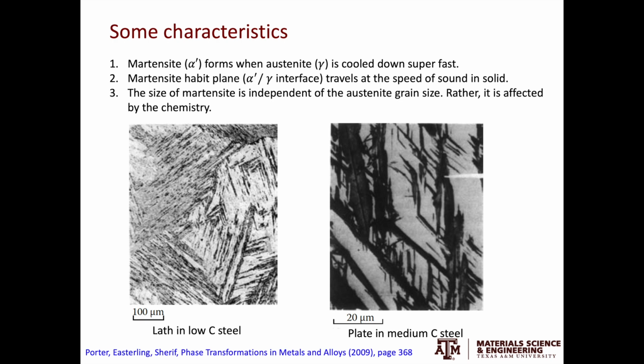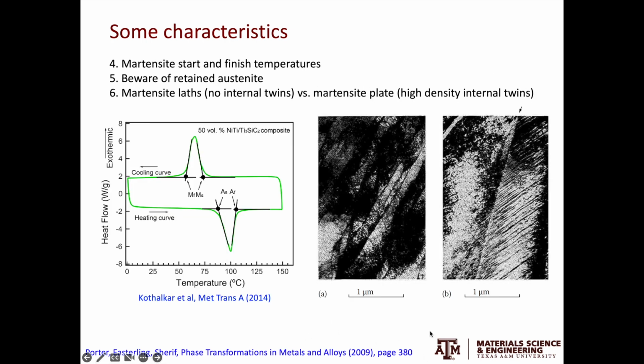Here are two examples. On the left, it's a low carbon steel, and on the right, it's medium carbon steel. The low carbon steel has much finer Martensite microstructure compared to the medium carbon steel.